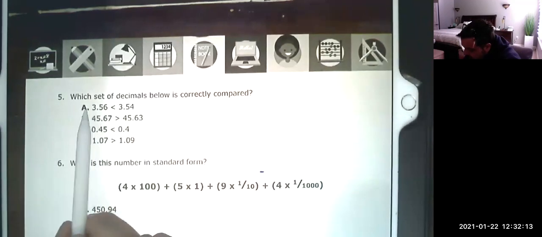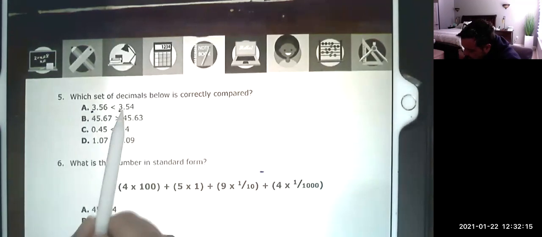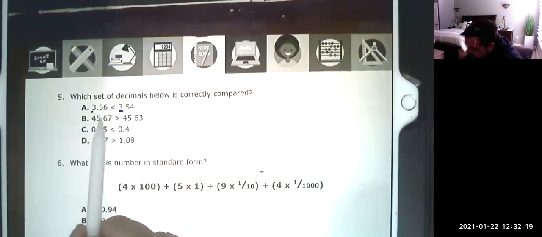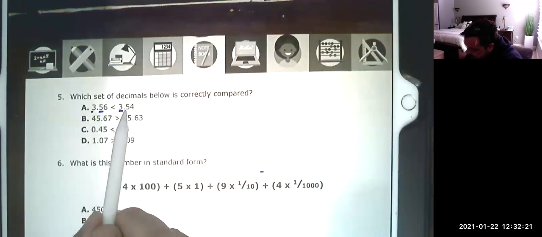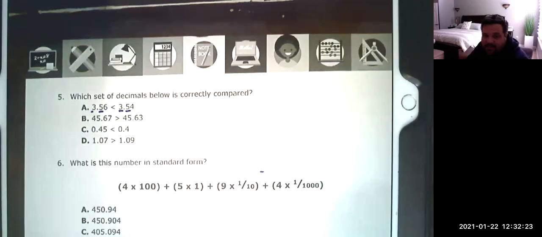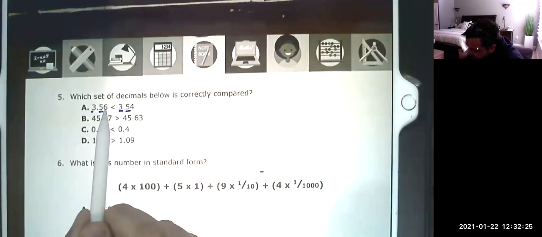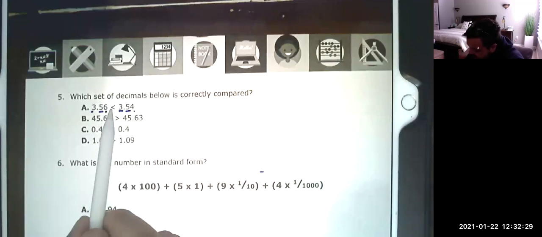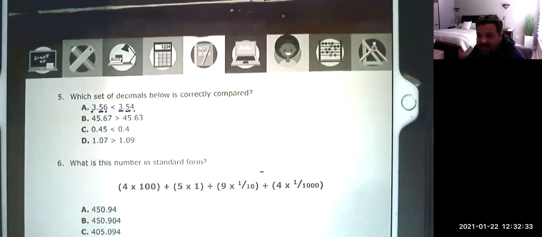I start with the biggest number. So the whole numbers are both 3s. So we can't figure that out, right? Then we have our and with the decimal. Then we go to the tenths place. They're both 5s. That's not going to help us, right? Then in the hundredths place, we have a 6 and a 4. So this sign is saying that this 6 is less than this 4. That's not correct.